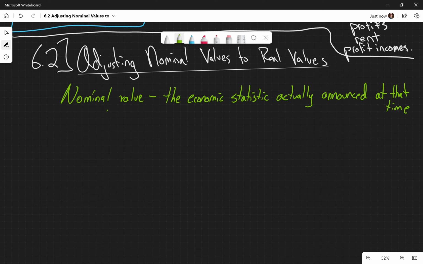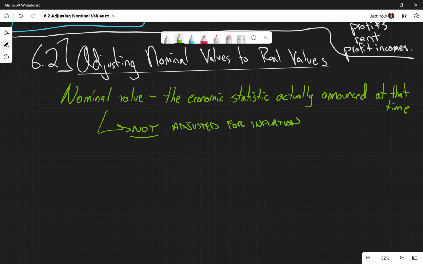So a nominal value is going to be not adjusted for inflation. So the best way to think about this is, when you are paid, that value on your paycheck is the nominal value, right? That's what you actually are getting paid.